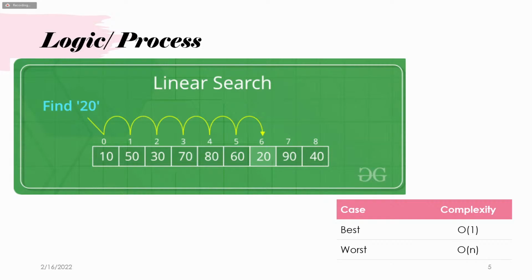Coming to the worst case, say you have to find the element 40. 40 is present at the 8th index, which, to generalize, is the nth index. Basically, you have to iterate throughout the whole array. So your worst case time complexity would be order of n. Okay, so let's try to implement the linear search.